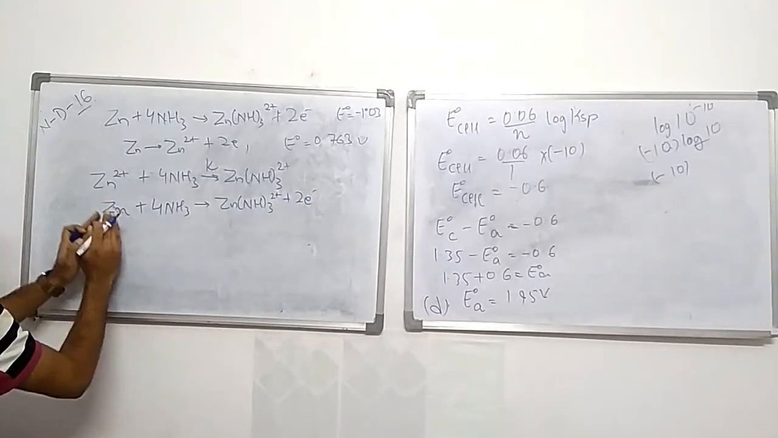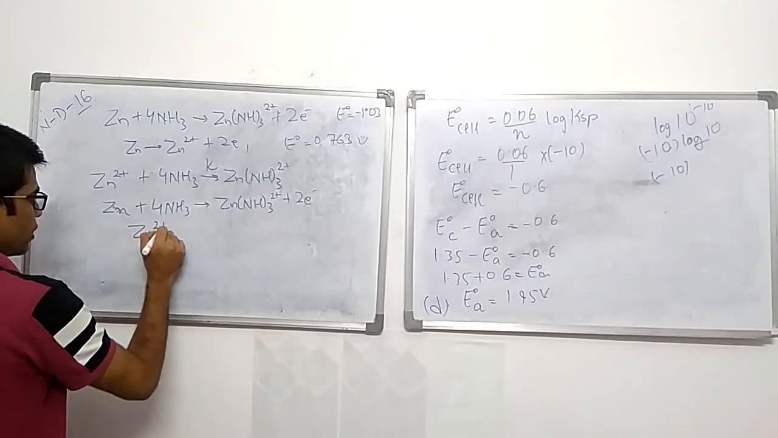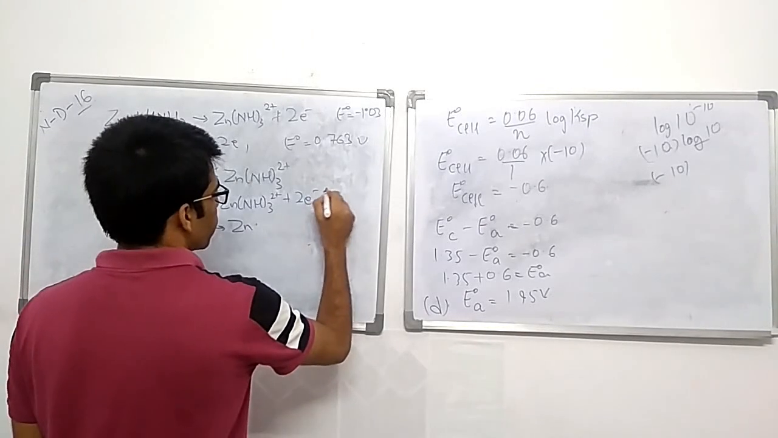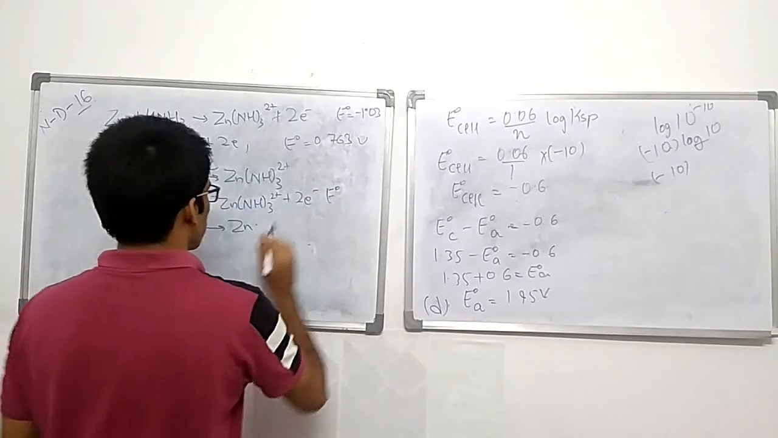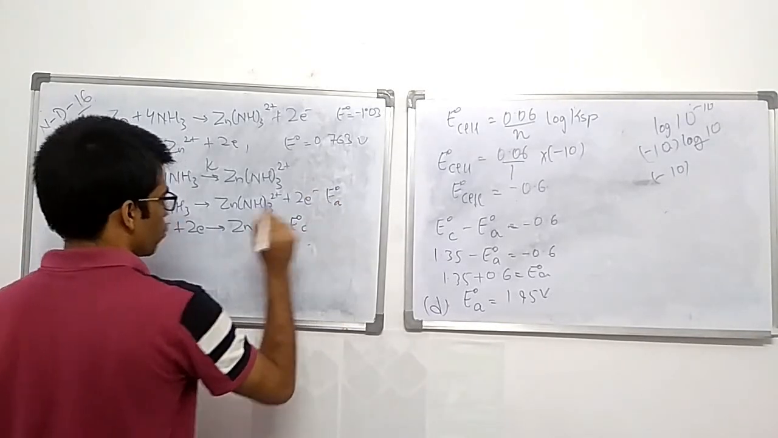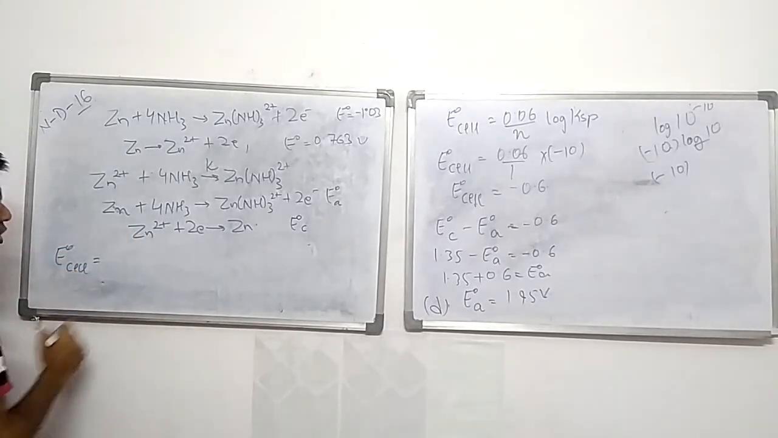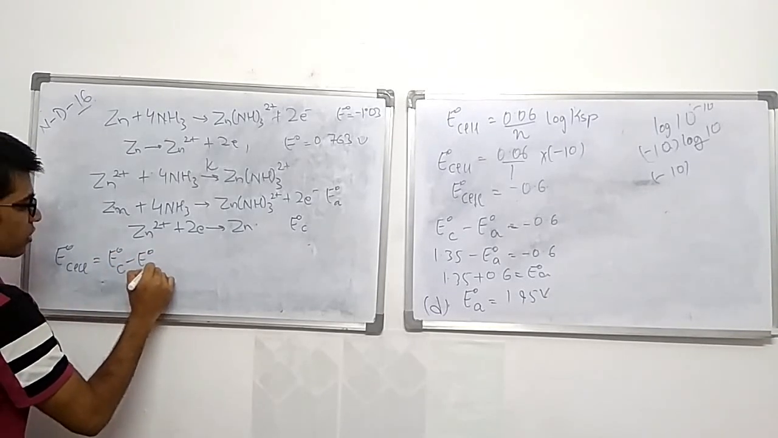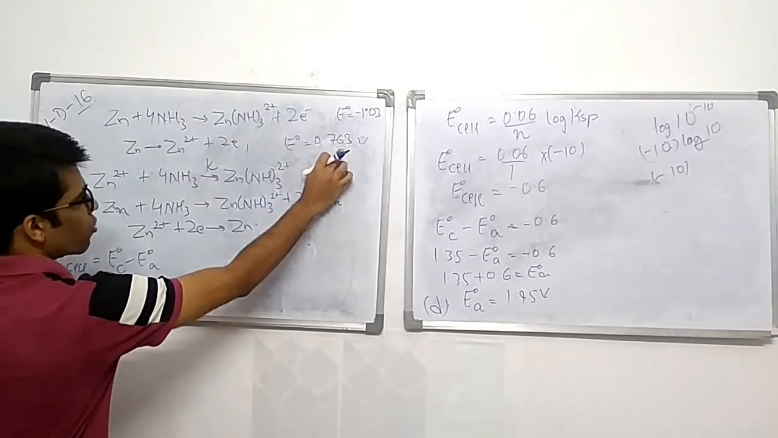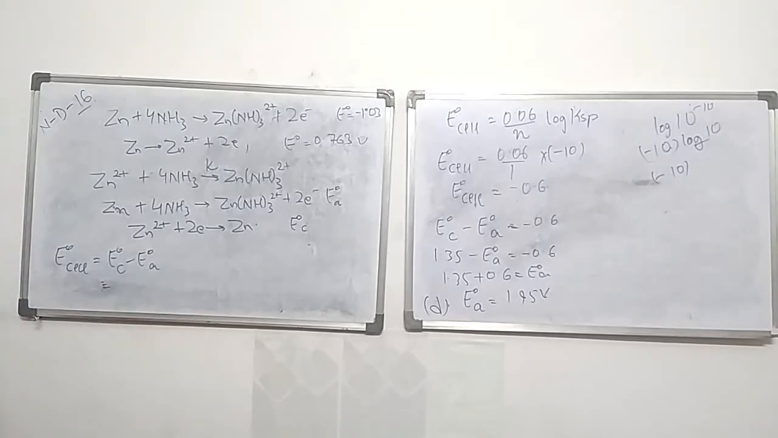Now I need zinc 2 plus, but I have zinc, and I can get rid of this if I write this in the reverse fashion. So I get zinc 2 plus plus 2 electrons giving me zinc. So this is an oxidation occurring, so this is the anode. This is reduction occurring, so this is my cathode. So I can get my E naught cell. That will be E naught cathode minus E naught anode, and that will give me what? The cathode is this one and that reduction potential is 0.763.